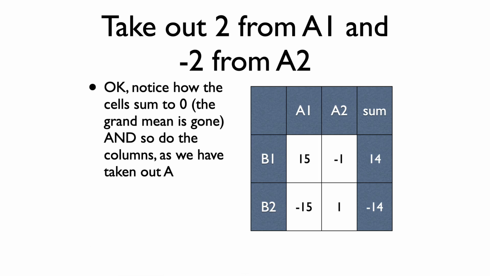Okay, so it's interesting. First of all, the cells all sum to 0, which they should. And so do the columns sum to 0, because we've taken out A. Right? 15, negative 1, 1. However, the rows don't sum to 0 yet, because we still haven't taken the row effect, the B effect, out. So we get 15, negative 1, negative 15, and 1. Now those both sum to 14. Divide by 2, we get 7 and negative 7.